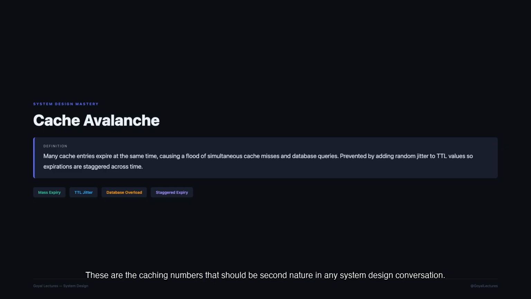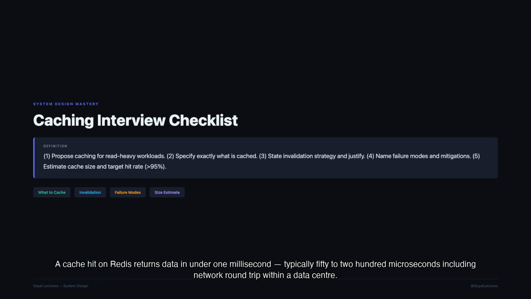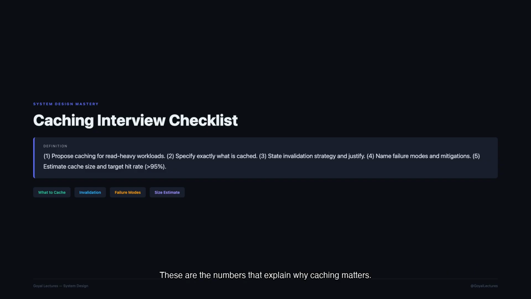Memory latency versus storage latency. Reading from RAM takes roughly 100 nanoseconds. Reading from an SSD takes about 100 microseconds. Reading from a spinning disk takes 10 milliseconds. Reading from a remote database on the same network takes 1 to 10 milliseconds. A cache hit on Redis returns data in under 1 millisecond, typically 50 to 200 microseconds, including network round trip within a data center. These are the numbers that explain why caching matters.